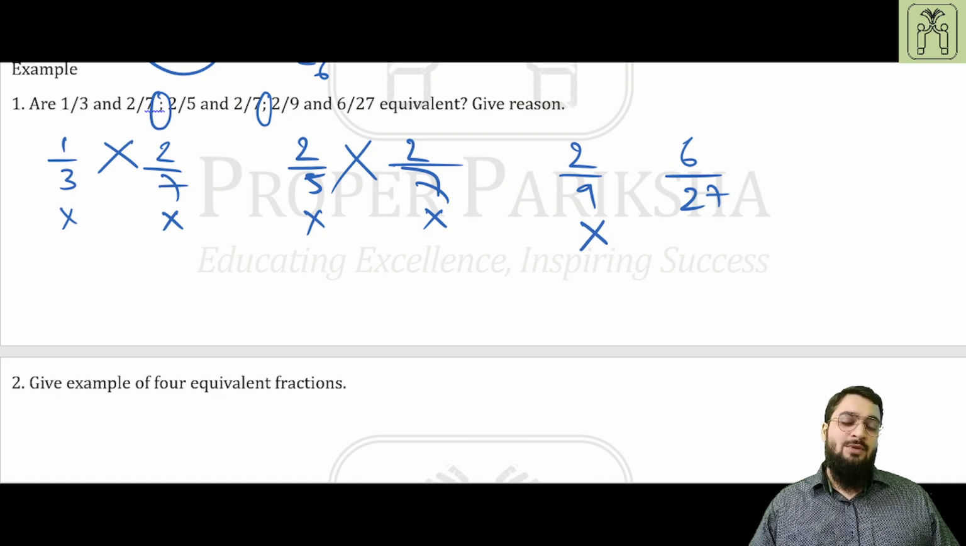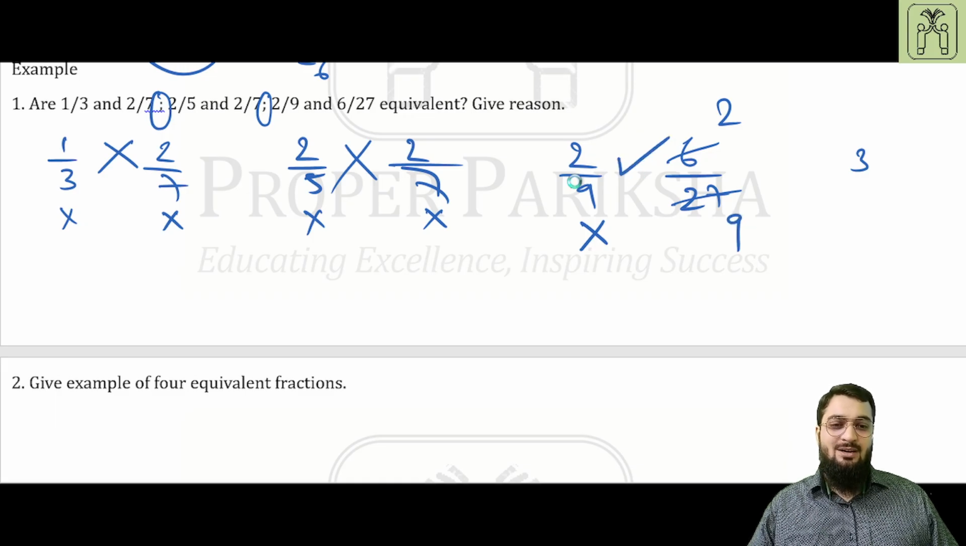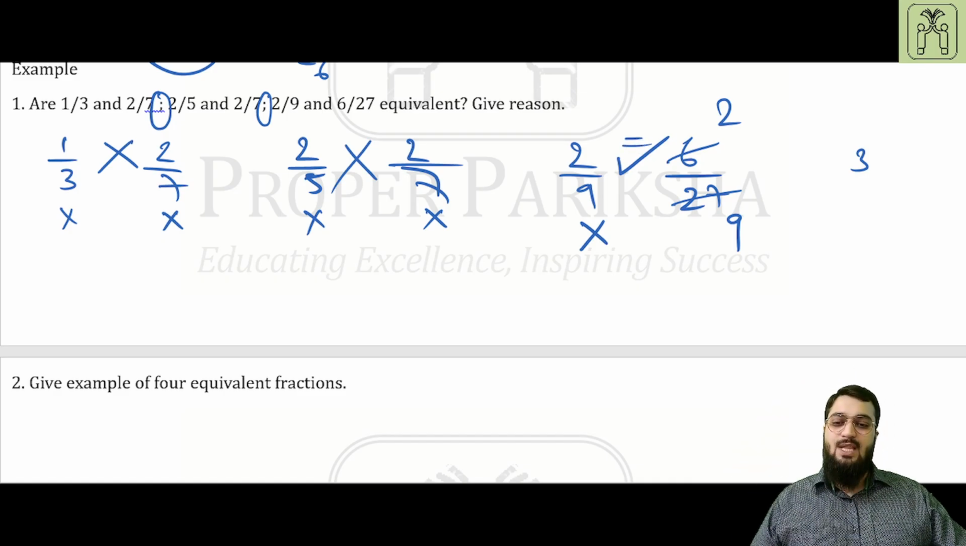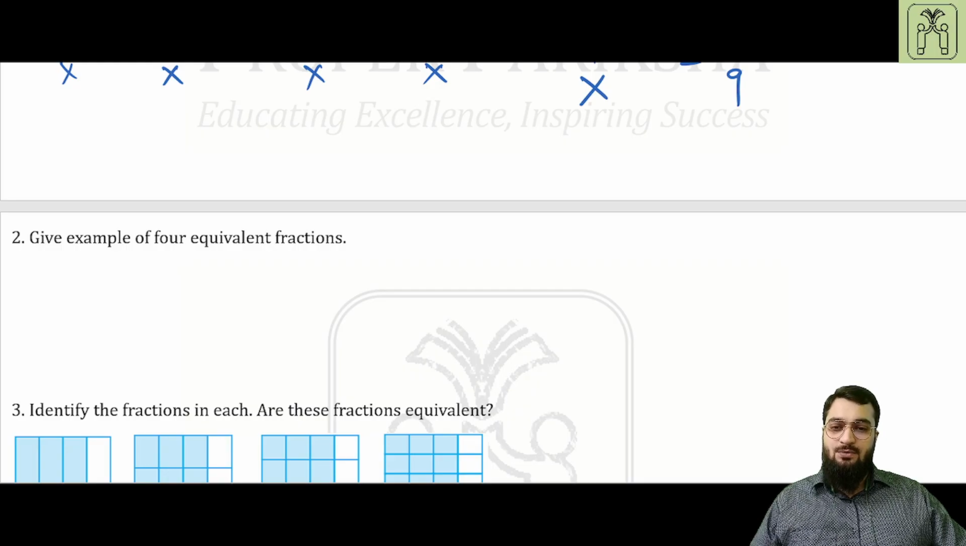When we talk about 6 upon 27, we will see that 6 is divisible by 3 and 27 is also divisible by 3. How many times? 6 is divisible 2 times by 3 and 27 is 9 times, and we say that yes, they are equivalent or equal to each other. Coming to the next question. Give examples of 4 equivalent fractions.